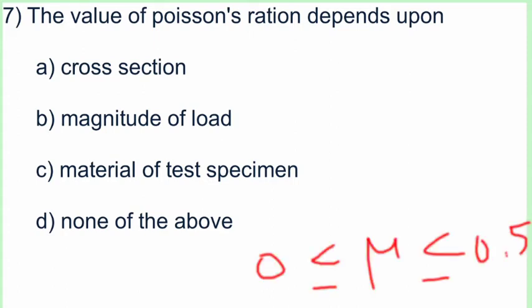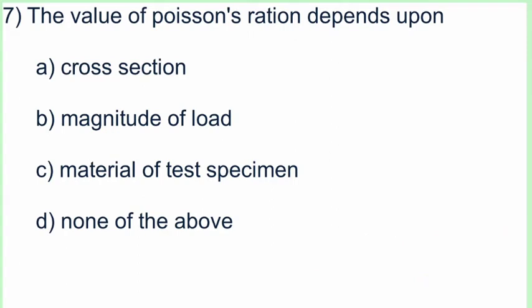Its value lies in between 0 and 0.5, that is 0 less than or equal to mu less than or equal to 0.5, and mu is equal to 0.5 for perfectly plastic body, that is for rubbers the value of Poisson's ratio is 0.5, and for elastic metals Poisson's ratio lies in between 0.25 and 0.42. For concrete, Poisson's ratio lies in between 0.1 and 0.2. For mild steel, Poisson's ratio is 0.286.